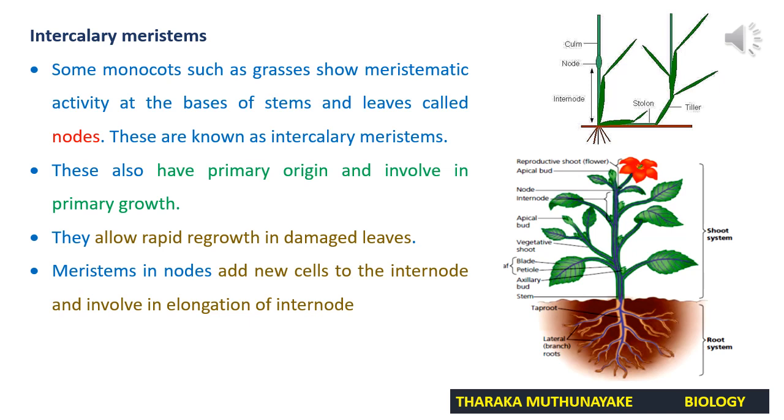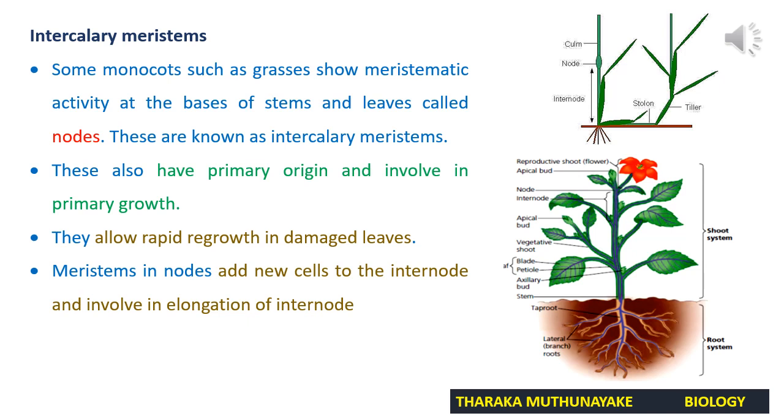Focus on them. Okay. Then here it says these intercalary meristems have primary origin. As we said, they are found from the beginning of the plant and involved in primary growth. Now you know that. Then the functions of intercalary meristems are stated here. First one is they allow rapid regrowth in damaged leaves. Here you can observe it specifically in grasses, mainly in grasses.